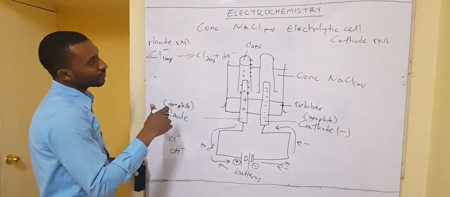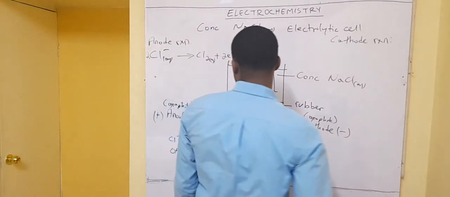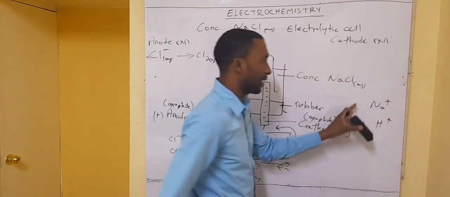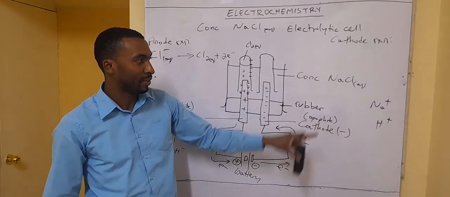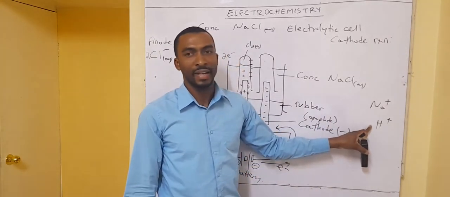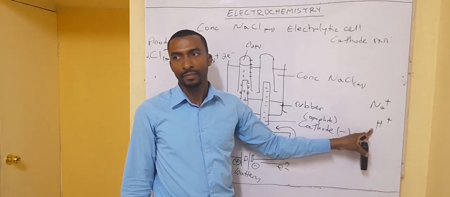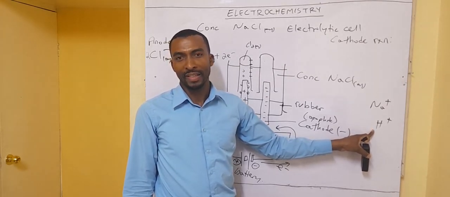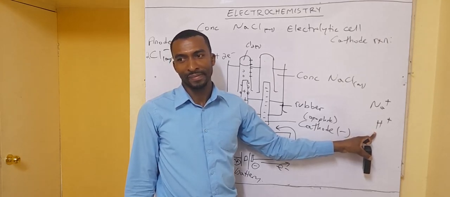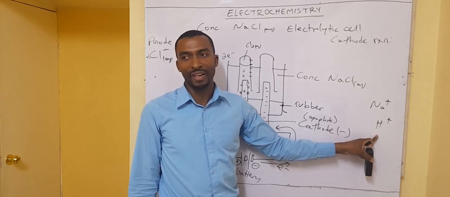Now, which reaction is going to take place at the cathode? Here we have sodium plus or hydrogen plus ions for the cathode. Which ion is going to go there, the sodium or the hydrogen? Sodium. Why? Because it's higher than hydrogen. No, but it's the one that is lower that normally goes there. The principle is that the ion that is lower in the electrochemical series normally reacts.